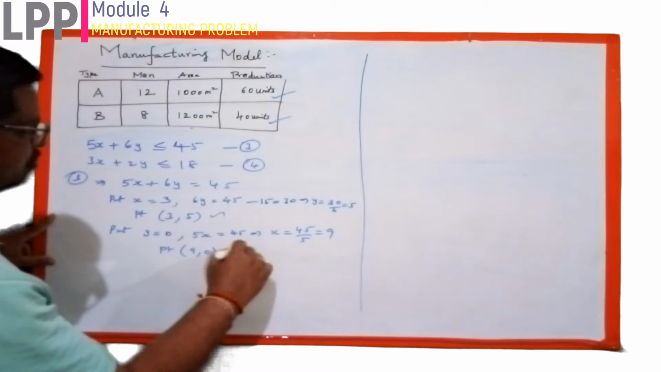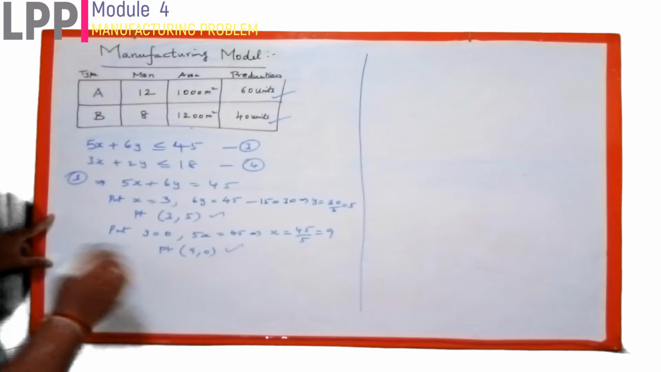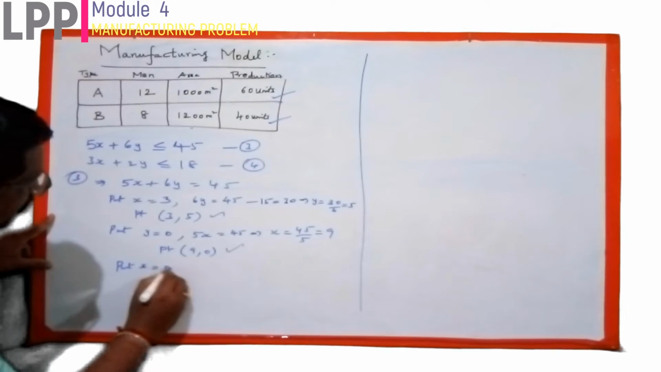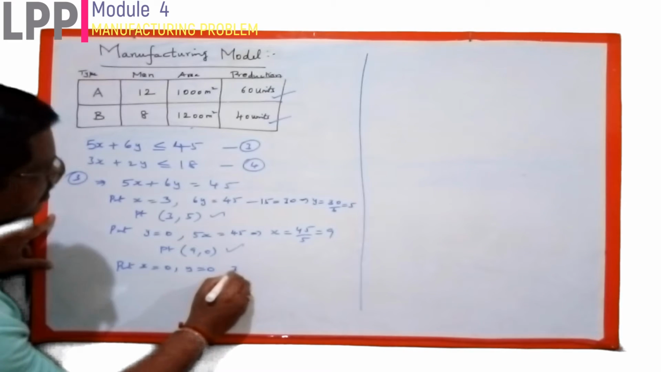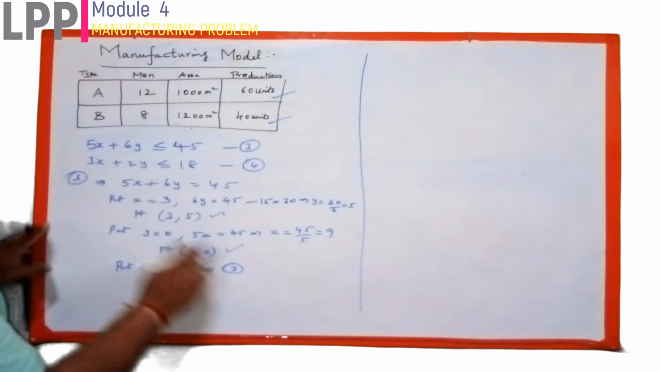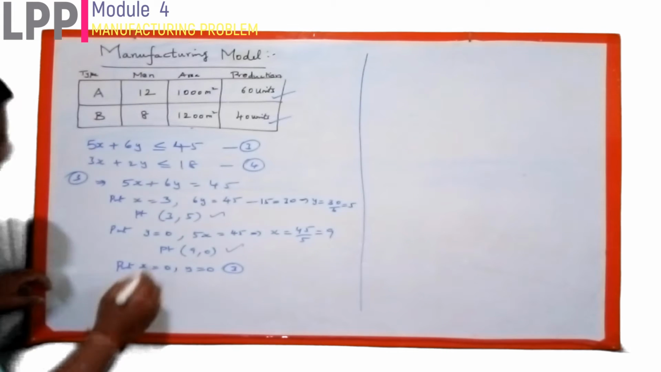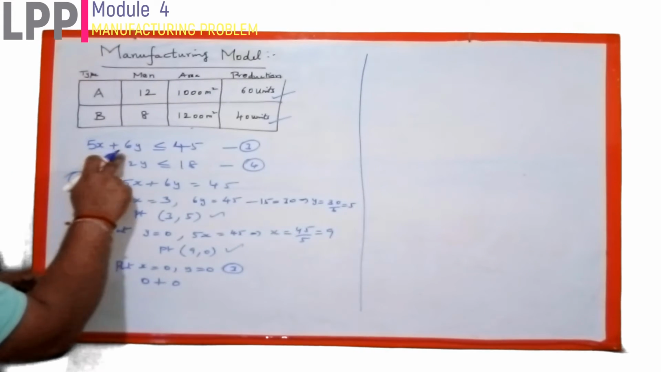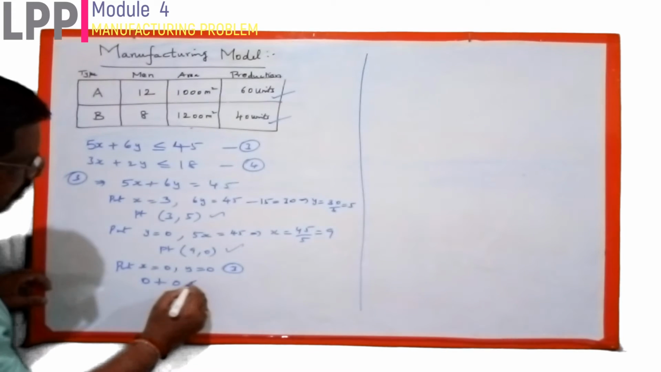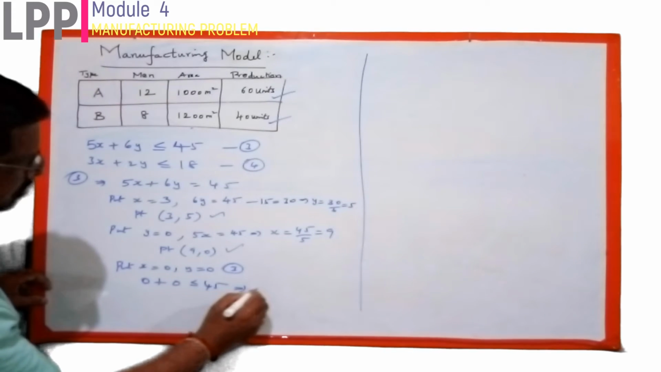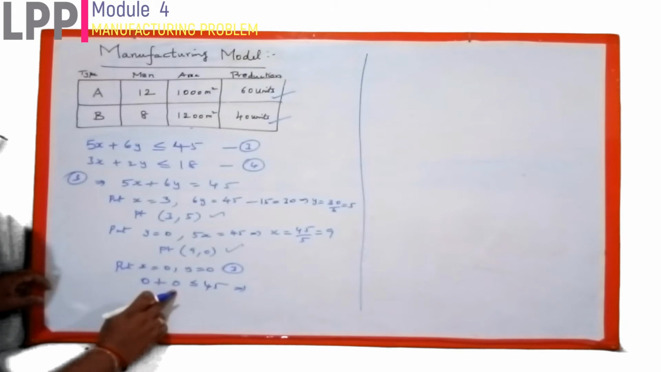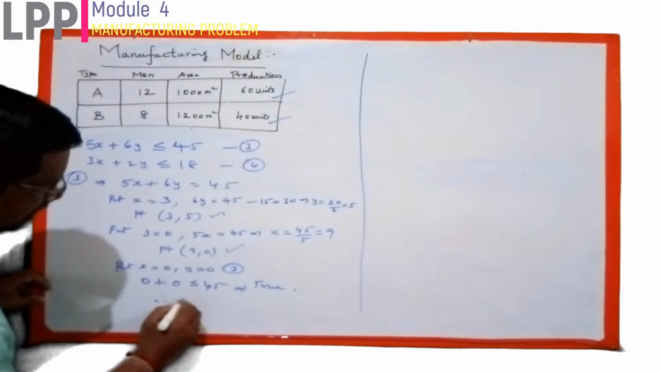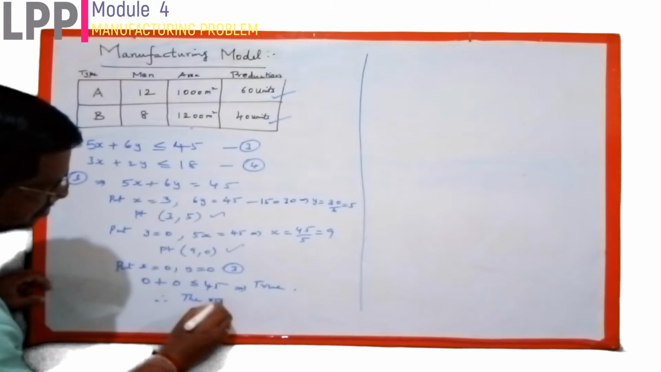Now we have got 2 points. Then, as usual, we put x and y value 0 at a time in the third inequation. When we substitute, 5 into 0 is 0 plus 6 into 0 is 0, is less than or equal to 45. Is this true or false? 0 plus 0 is 0, and 0 is less than or equal to 45, so it is true. Therefore, we can say the origin exists.